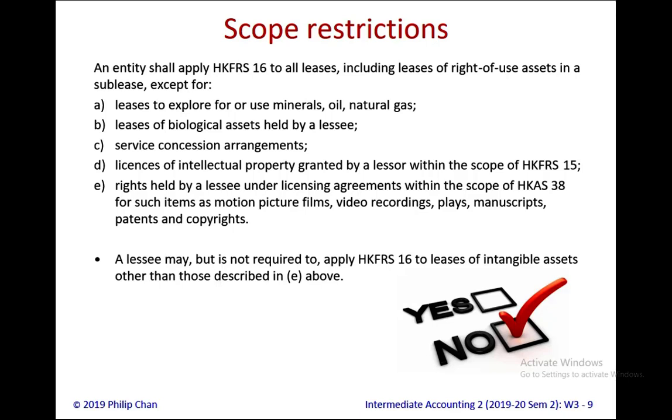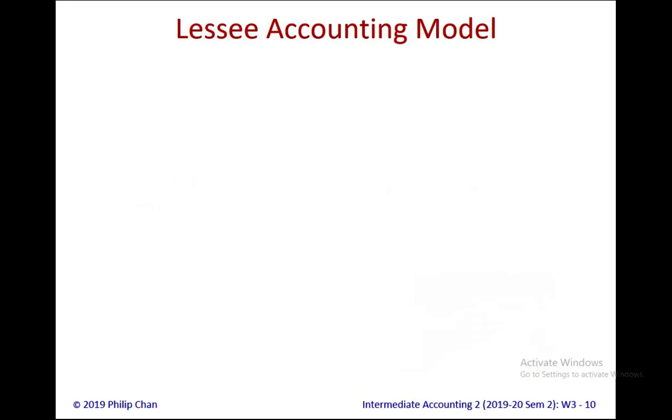And the lessees may, but are not required to, apply Hong Kong FRS 16 to leases of intangible assets other than those described in E. So if the two parties are leasing intangible assets, in fact Hong Kong FRS 16 can apply. Okay, let's move on and talk about the lessee's accounting model.